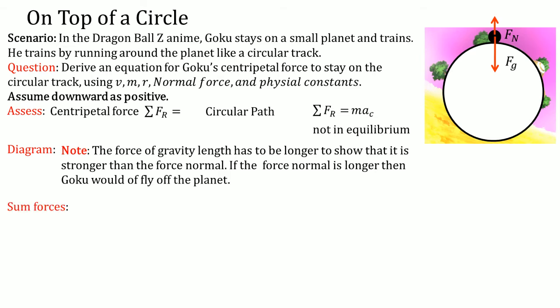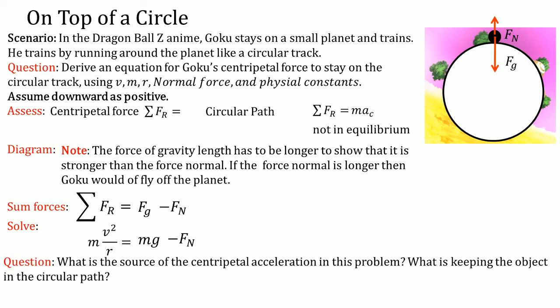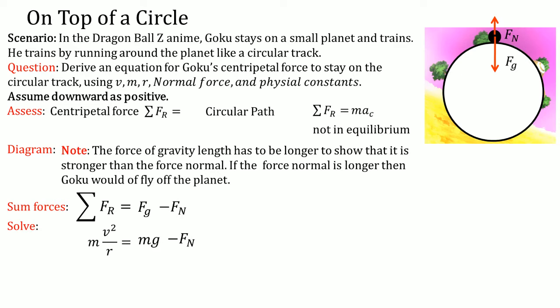Let's do the summation of the forces. Summation of Fr is equal to minus Fn, because that is upwards, plus Fg, which is downwards. Let's solve. Make the substitution, so it's mv squared over r for centripetal acceleration. Force normal is left the same, and force gravity is just mg. Good. That is the derivation for the centripetal force.